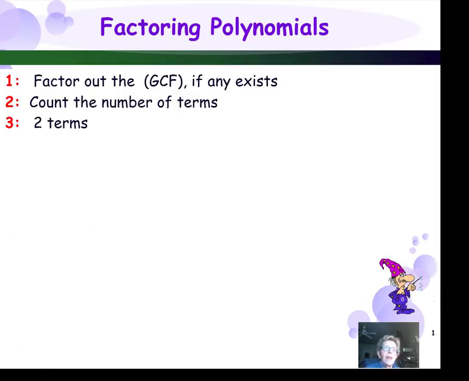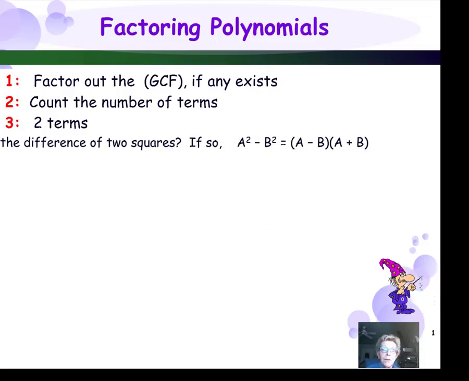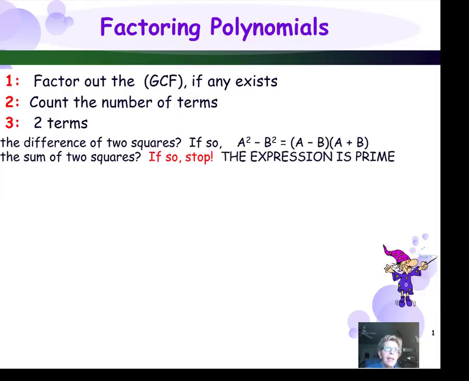Step 3, if there are two terms, you want to check to see if it's the difference of two squares. If so, it would look like a squared minus b squared and factors into the quantity of a minus b times a plus b. Is it the sum of two squares? If that's the case, stop. This expression is prime and you should write it as prime.